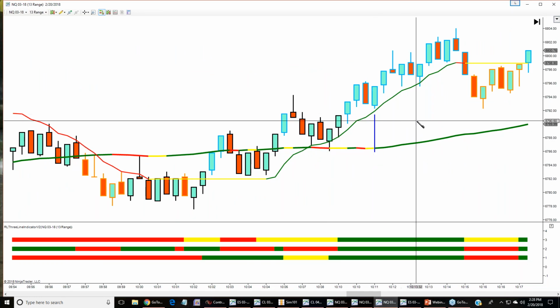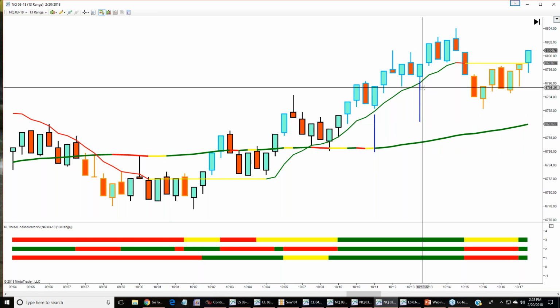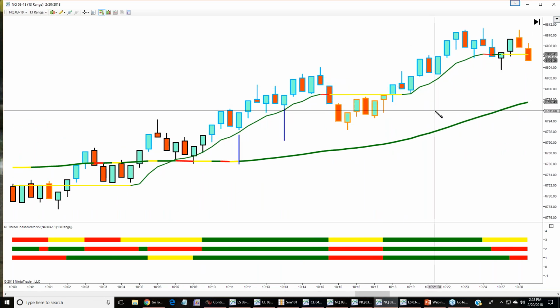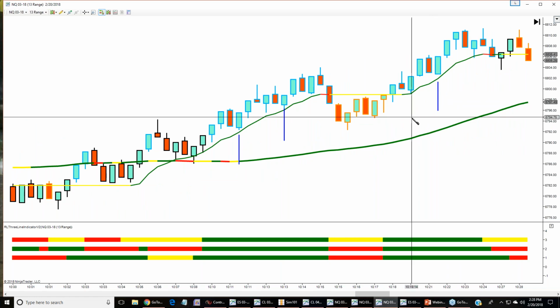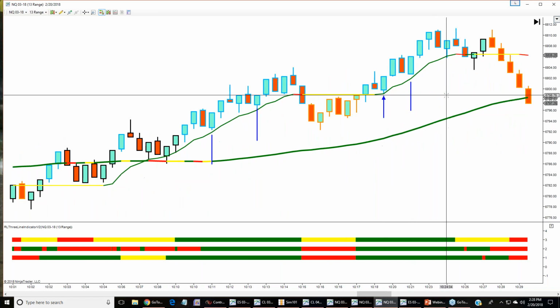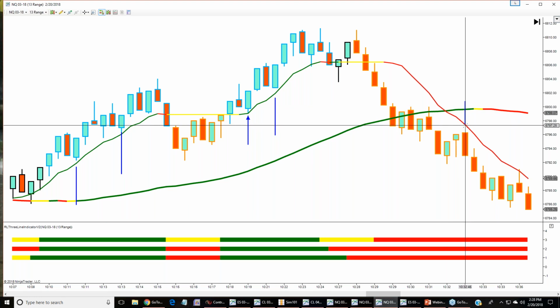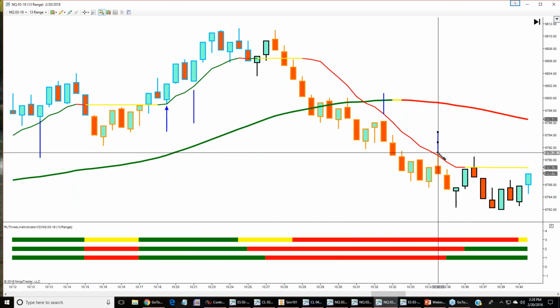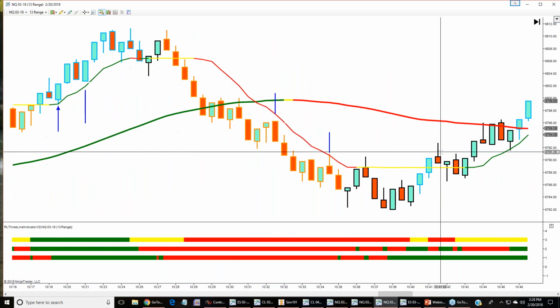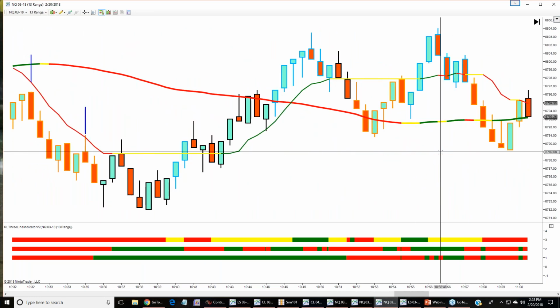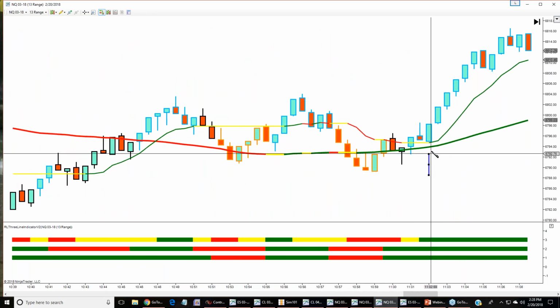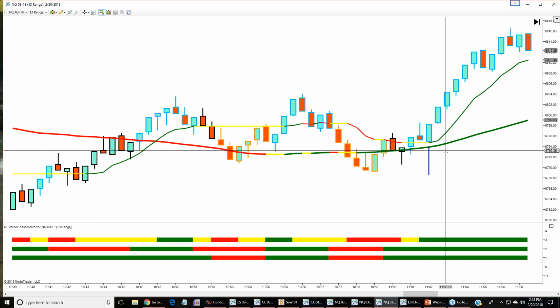Long, long, long, long. There's a great trade on the NQ there. There's a winner there. And there's a winner there. So, I mean, there's just today you could have killed the NQ.